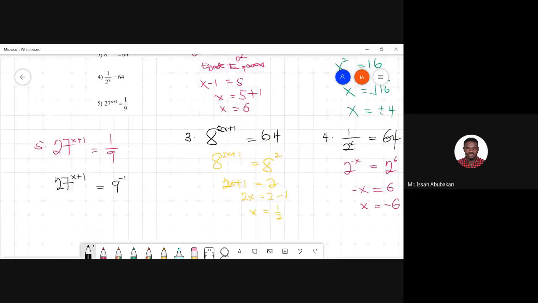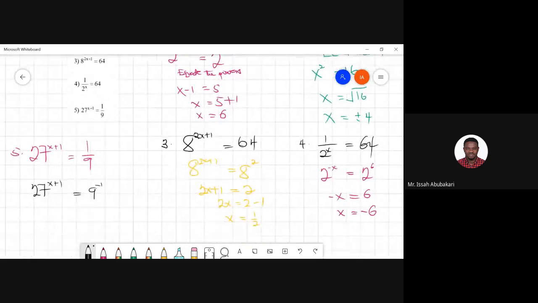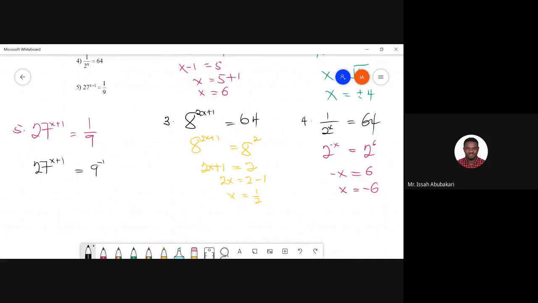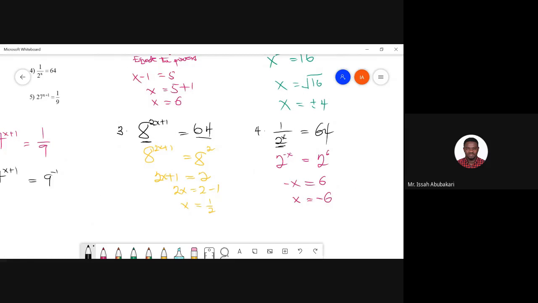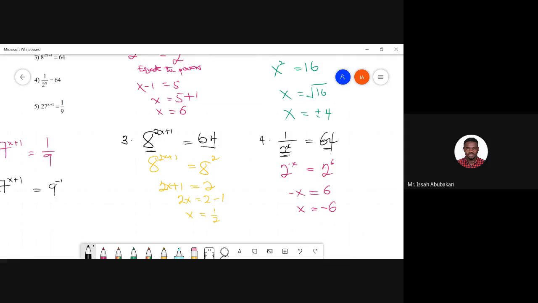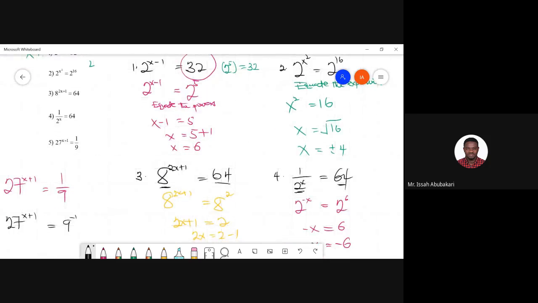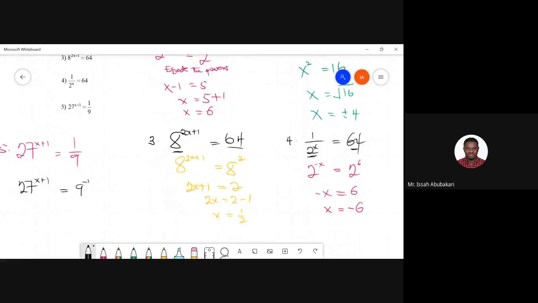Mostly, if you look at all the questions that we solve, when the bases are different, like this one, the base is 8 and this side is 64, we looked at the smallest number, which is 8, and we use it to be the base for both. This one, we have base of 2 and base of 64. We took 2 to be the base on both sides. All the questions that we solve, we normally take the smaller number to be the base for both sides.